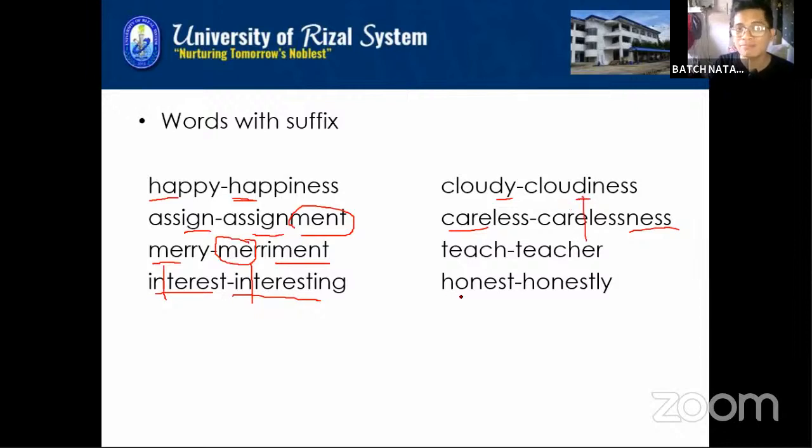Then we have teach. Obviously it's just a one-syllable word. Then of course the stress falls on the first syllable. We say teacher, teacher.